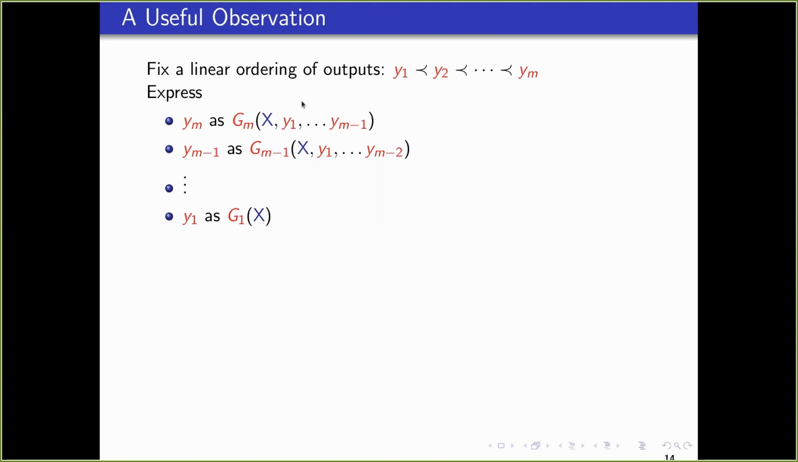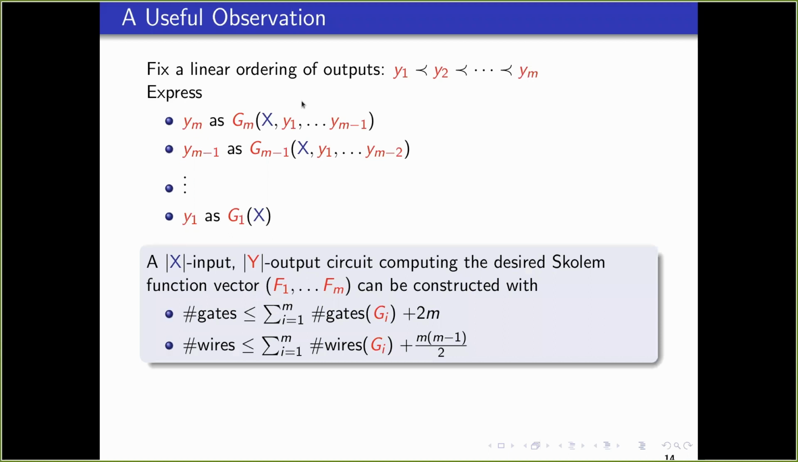So by doing this reverse substitution, I can actually get all the functions. And it is not hard to show that if you have an x input, y output circuit computing the desired Skolem function vector, basically if you have x inputs and y outputs in your specification, then if you follow this technique, you can get the Skolem functions for all outputs in terms of only x using a circuit where the number of gates is bounded by some summation of the number of gates in each of these plus some term, and the number of wires, the interconnections, is bounded by the summation of the number of wires in these and some quadratic term.